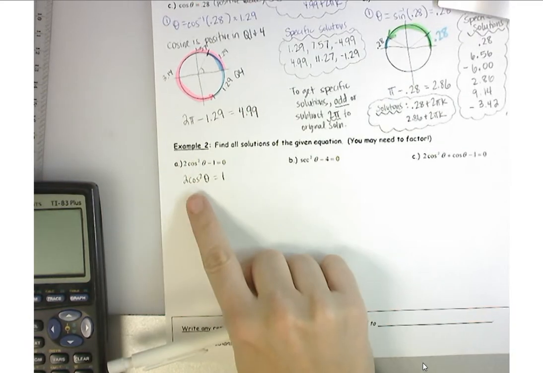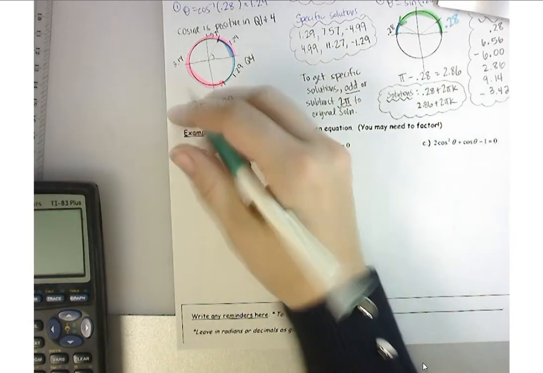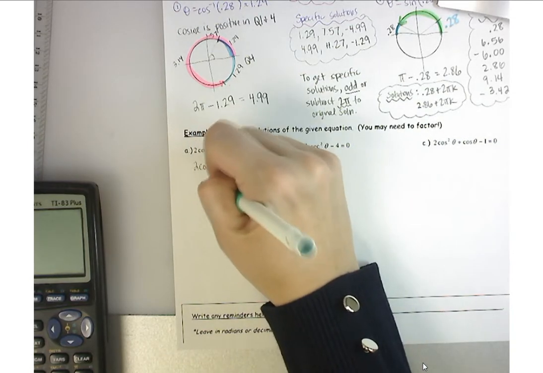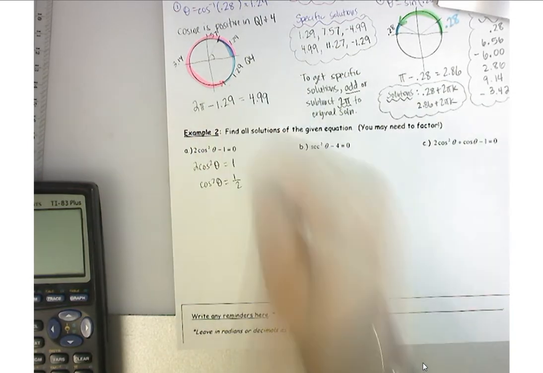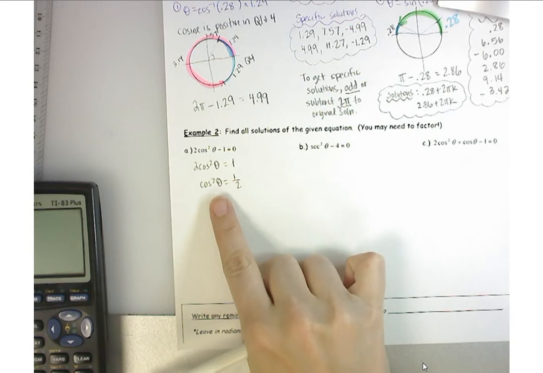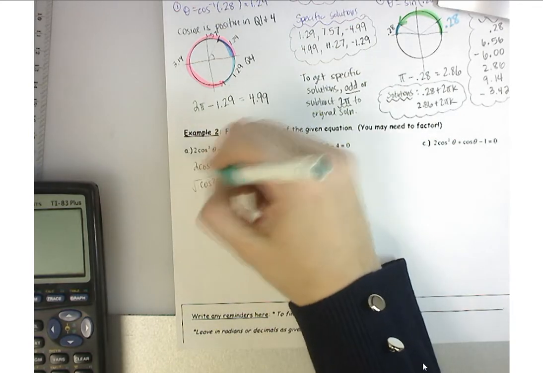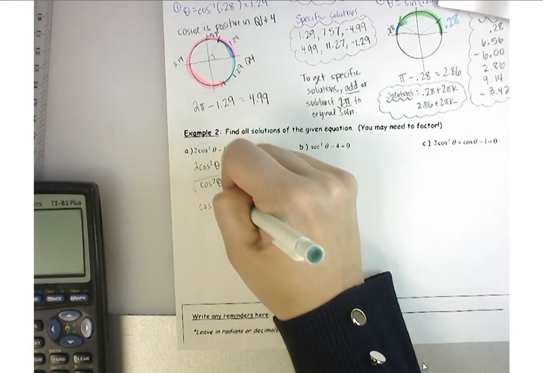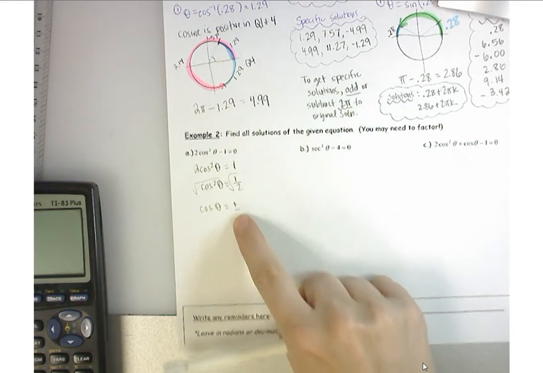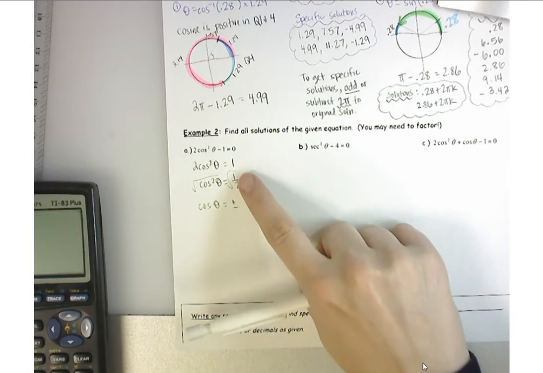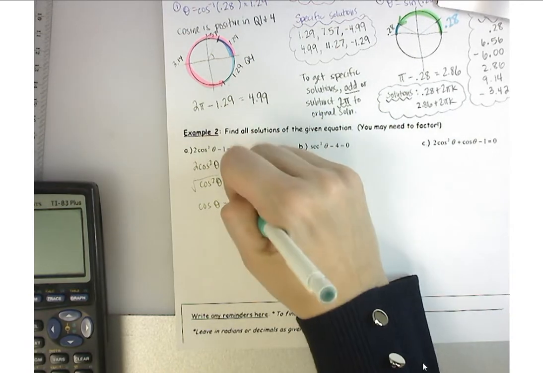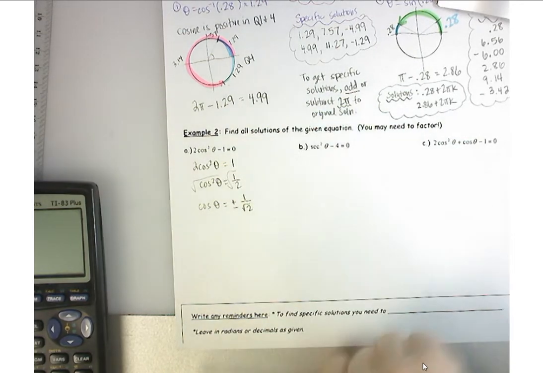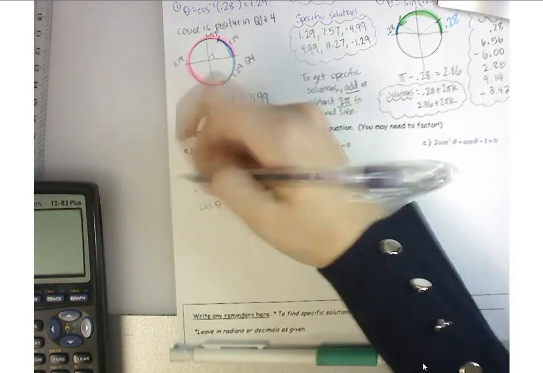The next thing I would do is divide by 2 so that I have the cosine squared equals 1/2. Now, because it's squared, I have to take the square root of both sides. When you take the square root, you have to remember it's going to be plus or minus. The square root of 1 is 1, so this is 1 over root 2. What am I going to do next?